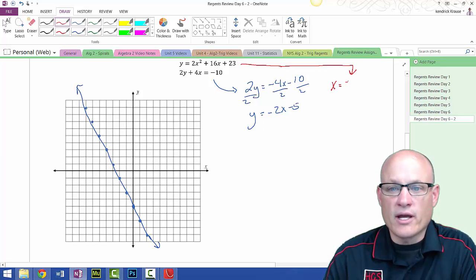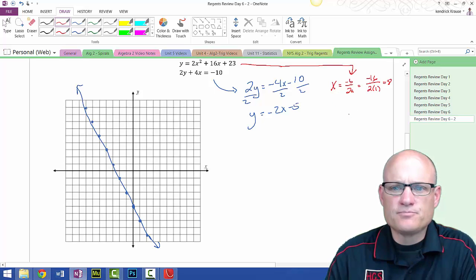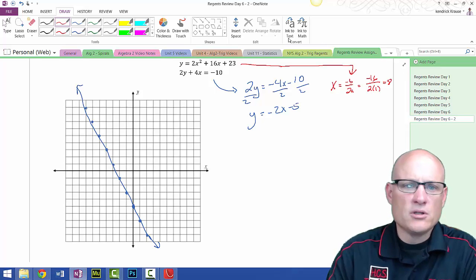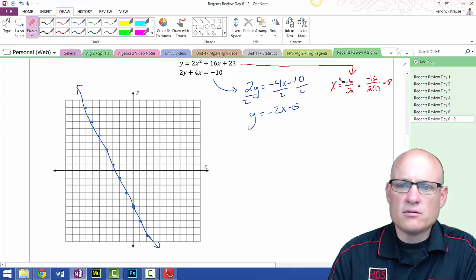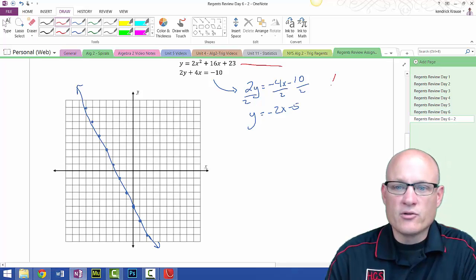X equals negative b over 2a, which is negative 16 over 2 times 1, which is negative 8. Oh, yeah. Let me fix that. That was embarrassing. Pretend I didn't see that. So x equals negative b over 2a. So this is negative 16 over 2 times 2, which is negative 4.